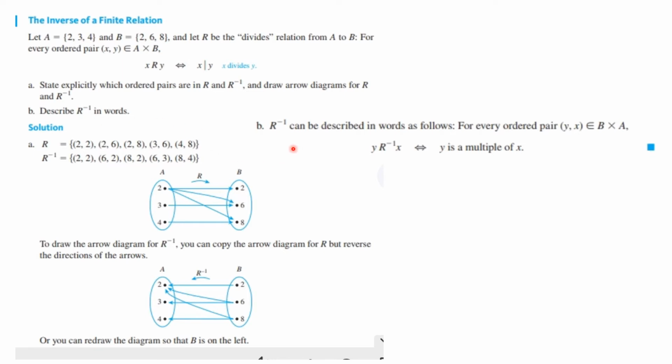Describe R inverse in words. R inverse can be described as: for every ordered pair (y, x), an element of B cross A, y R inverse x if and only if y is a multiple of x.